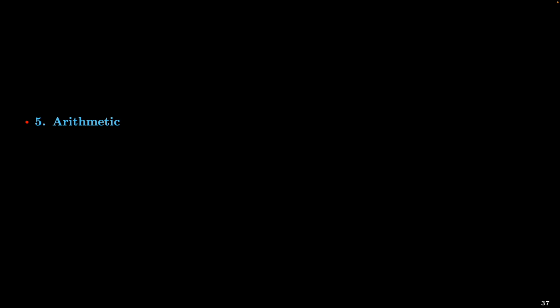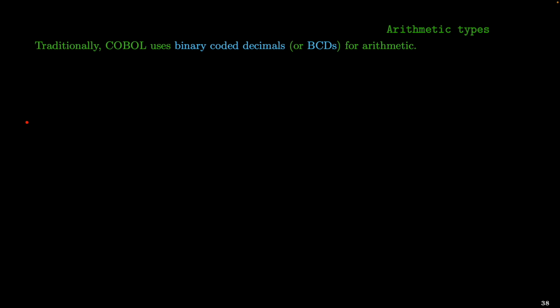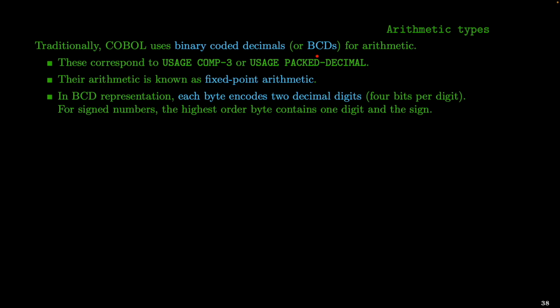In the last two sections of this chapter, I want to talk about the basic built-in operations for arithmetic and for string variables in COBOL. So we begin with the arithmetic. And first, let's talk about the way that COBOL stores arithmetic variables. So traditionally, COBOL uses binary coded decimals, also called BCDs for short. And these correspond to the usage computational 3, or the packed decimal, which is equivalent to comp3.